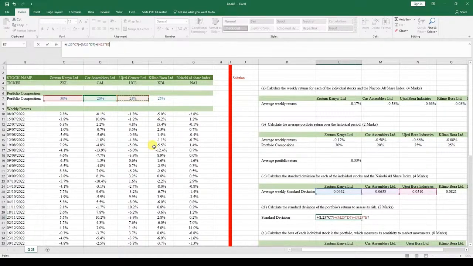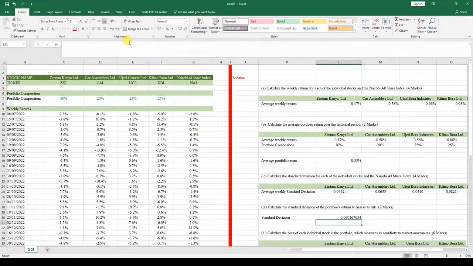Then we close the brackets, plus we pick this value here and we multiply that against that value there. Open the brackets and we close the brackets like that, and we just click enter.